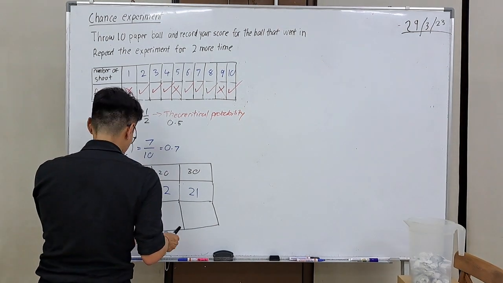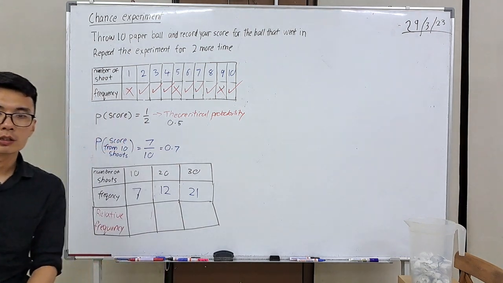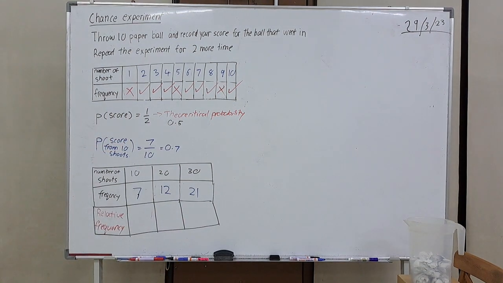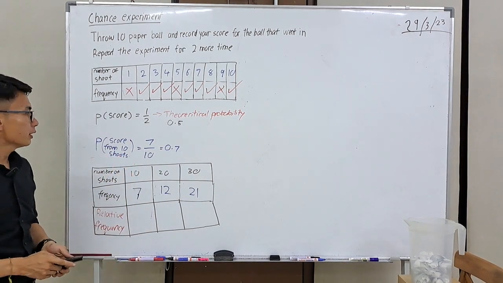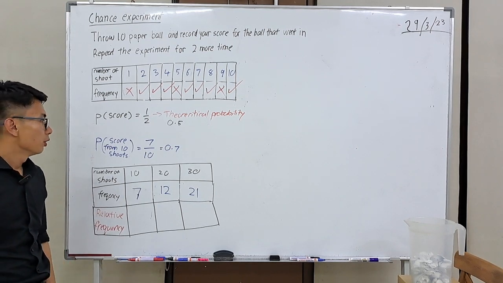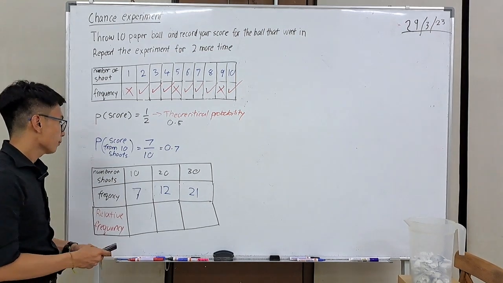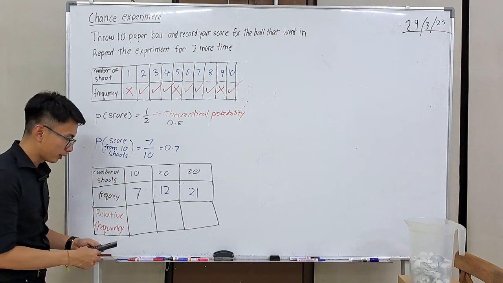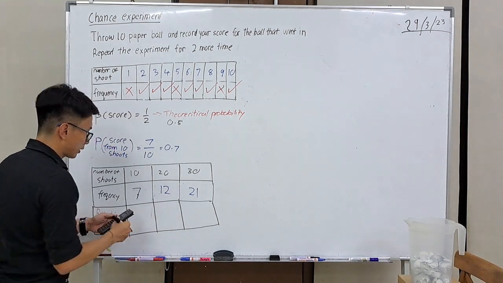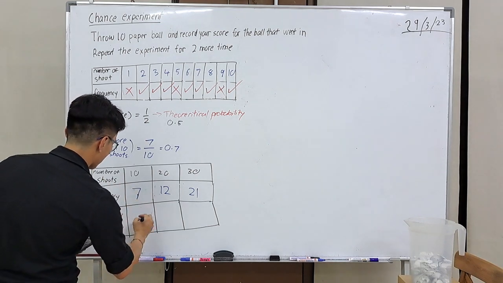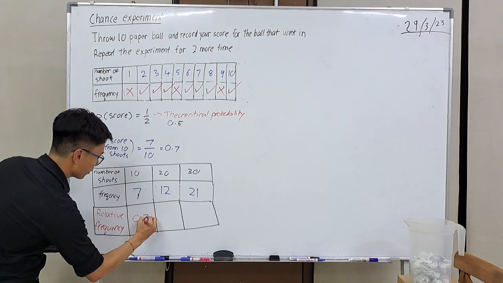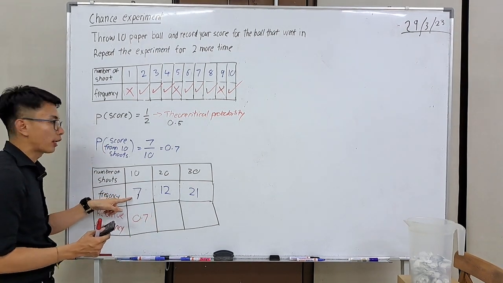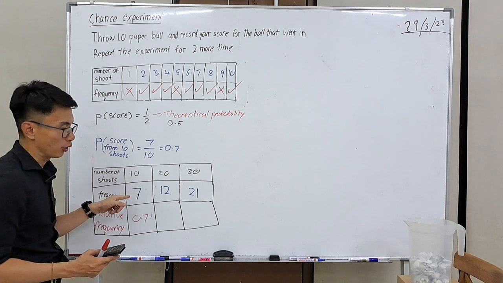Let me quickly grab my calculator. Based on this result, let's calculate the relative frequency I get. My first round, I got 7 out of 10. That's going to be 0.7. So that's my relative frequency. I just take 7, the number of times I scored, out of a total of 10 shots.